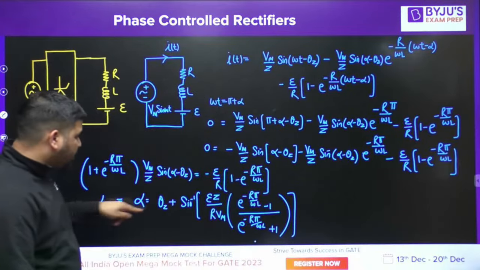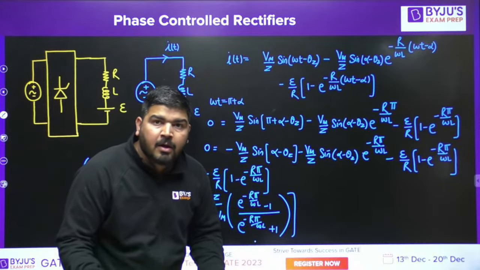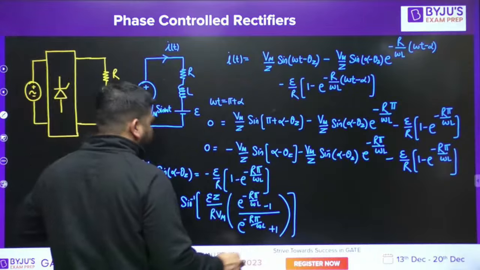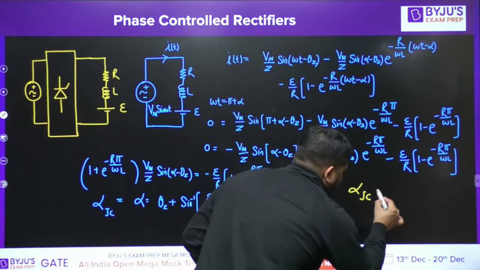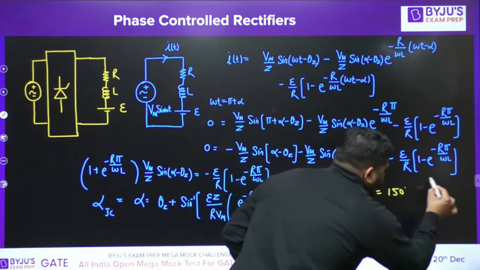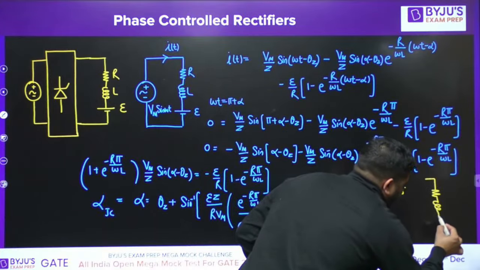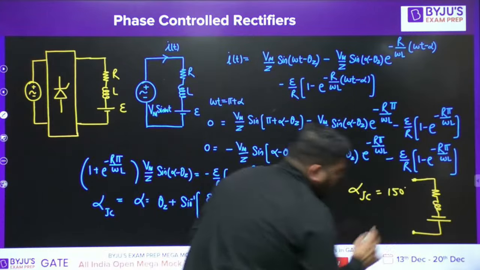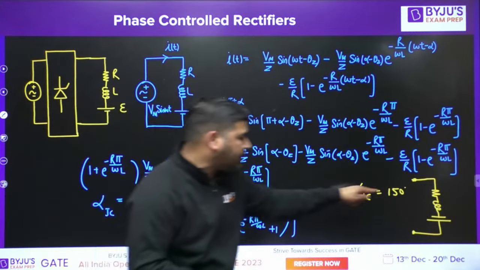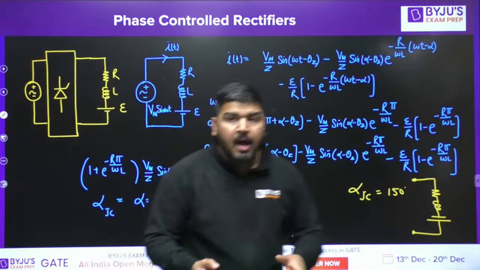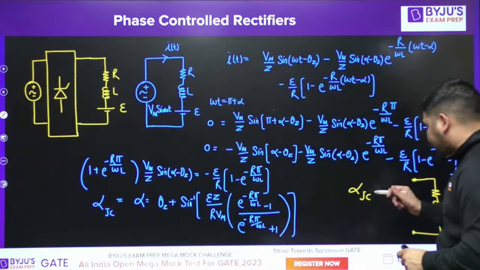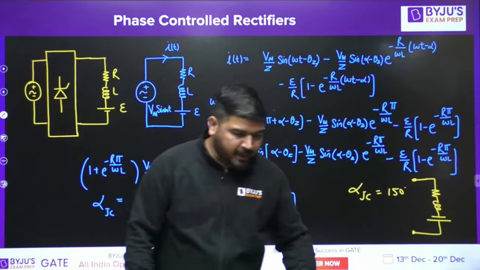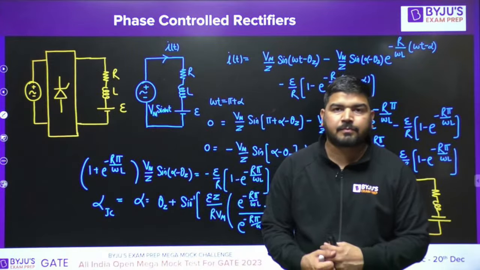And this alpha JC came out to be greater than 90. Let's take a case. Let's say alpha JC came out to be 150 degree with this type of load RL, and I have changed the polarity of E. For this situation, if I reverse the polarity of E, alpha JC came out to be 150 degree. It means up to 150 degree, conduction will remain continuous. After 150 degree, it will become discontinuous.